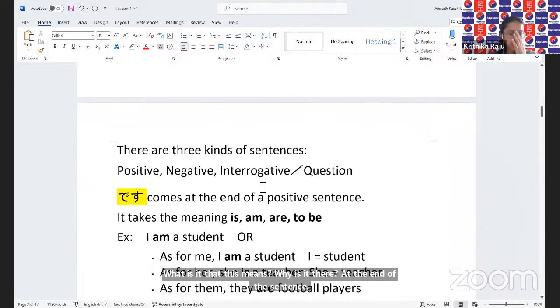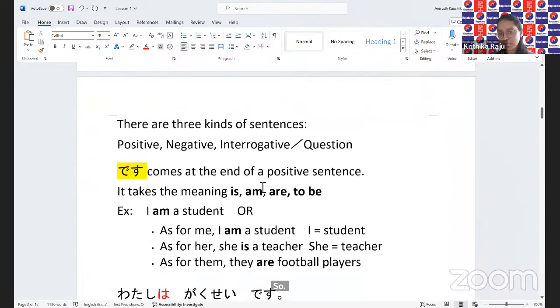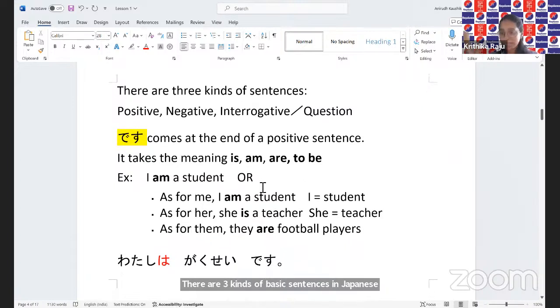So, there are three kinds of basic sentences in Japanese. Not just Japanese, any kind of sentence. They are a positive sentence, a negative sentence, and an interrogative sentence. A positive sentence is something that ends positively. A negative sentence has negative meaning. Interrogative is a question. You're asking somebody a question. So let's look at some examples of a positive sentence and also try to understand what desu is.